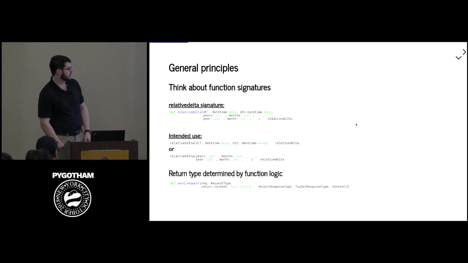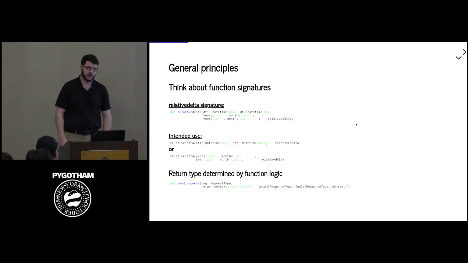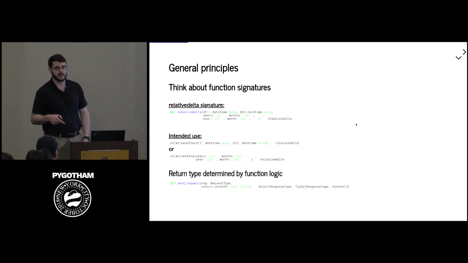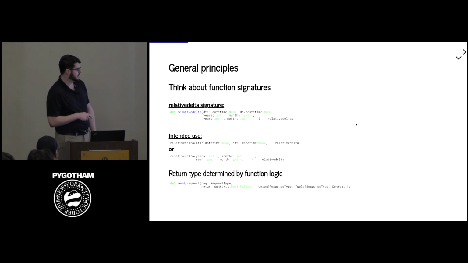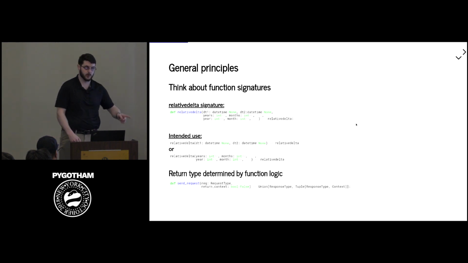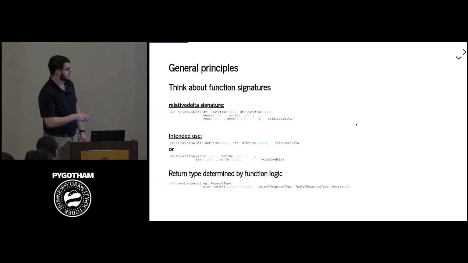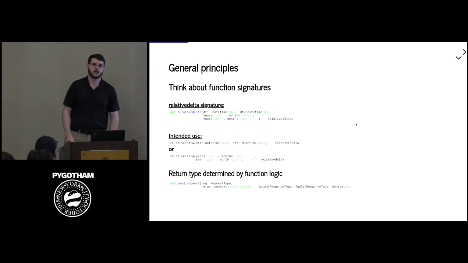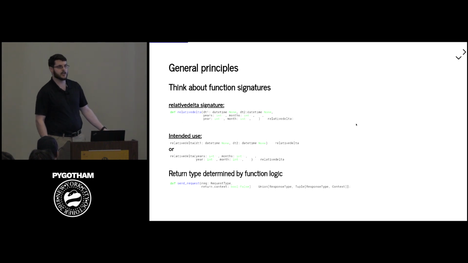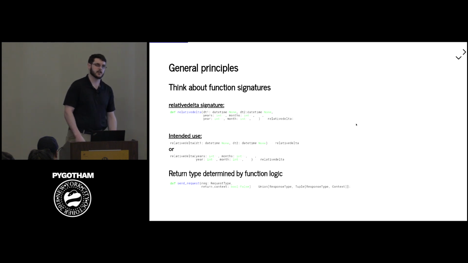You can also have a sort of weird function signature if you have something where the return type depends on some logic in the function itself. So here we have some fake function called sendRequest. It takes a req, which is a request type, and then this Boolean return_context. And it's either going to return you a response or a tuple containing the response and the context. So this is not super great. Type checkers don't love it. This one is fairly simple, but you can have more complicated logic where you aren't entirely sure what the return type is going to be.